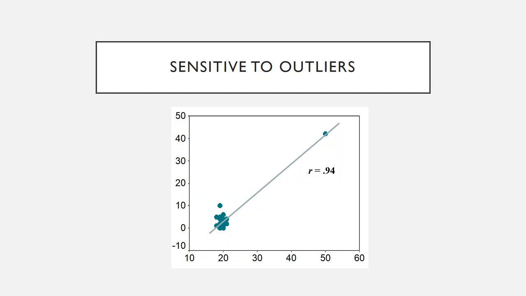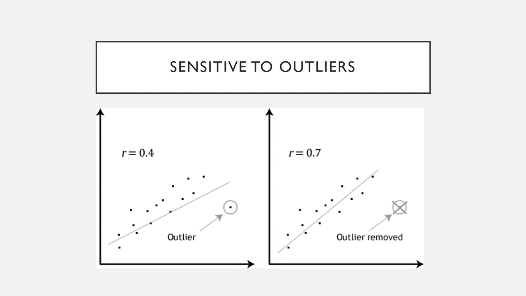So the question becomes, does this data point genuinely belong in this data set, or was it a mistake with the data set? Is there some reason that that participant should be excluded? So if you're doing correlational analysis, you definitely need to think about the presence of outliers in your data set, because it can impact your analysis.